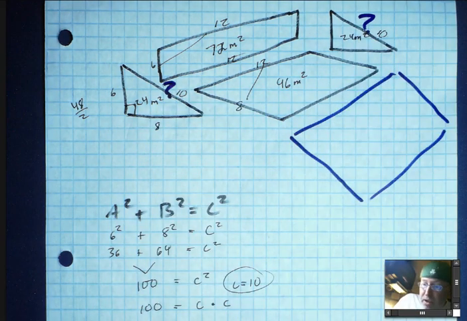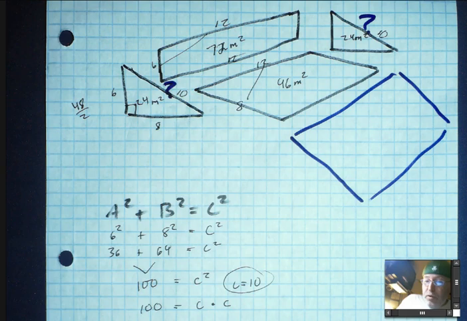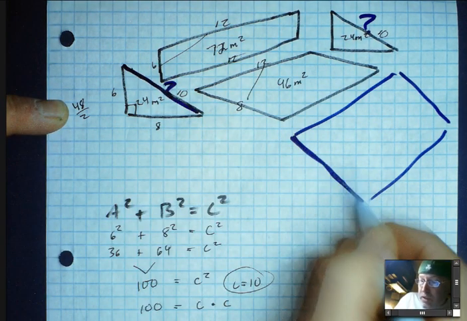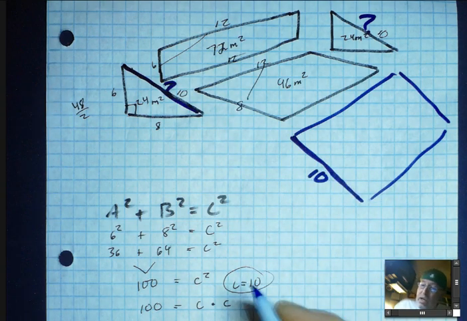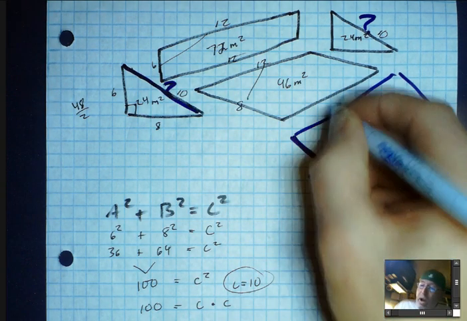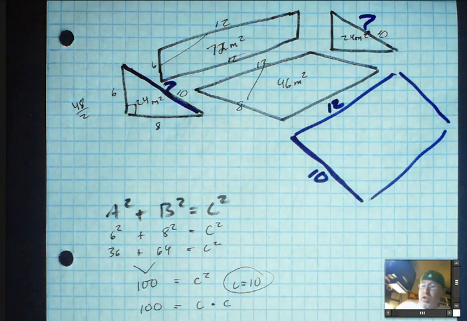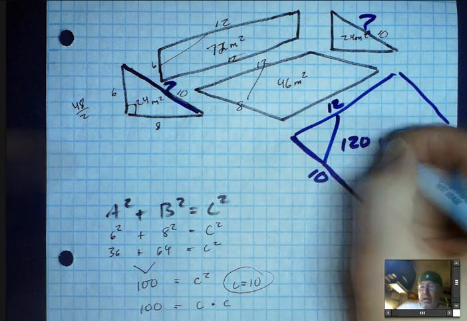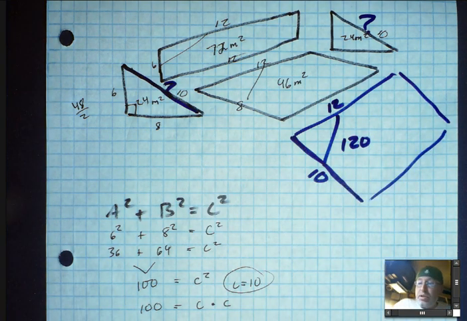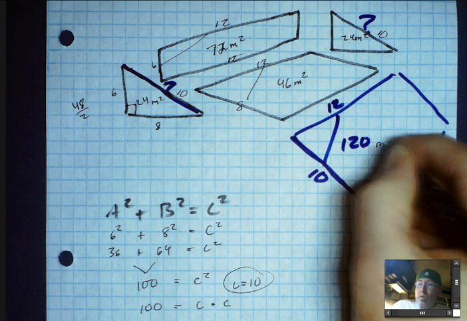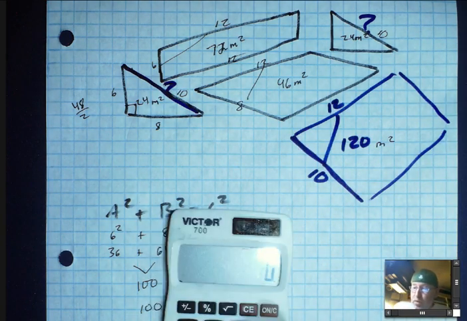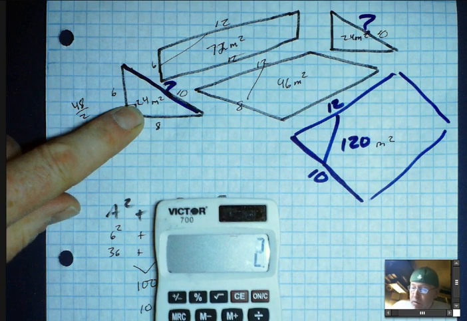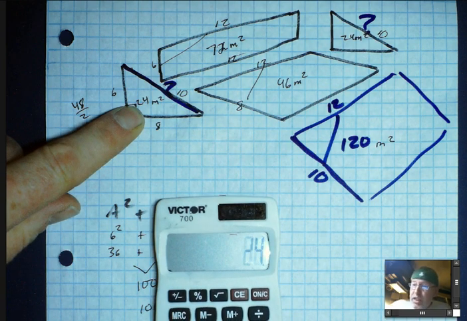If this measure here is 10, let me do that in blue, that means this measure is also 10. And we already know that it is 12 meters that direction. So if you multiply these two together, you have 120 meters squared. So now we've got 5 numbers for the 5 surfaces, and we have to add them all up. I'm going to put in the 24s first. 24 plus 24, that's 48.